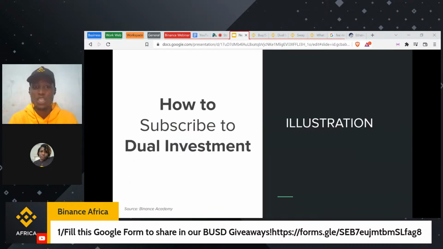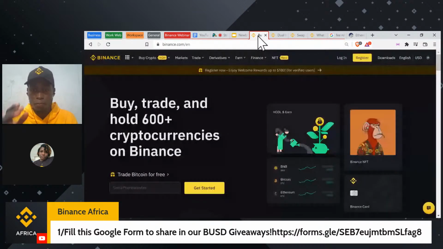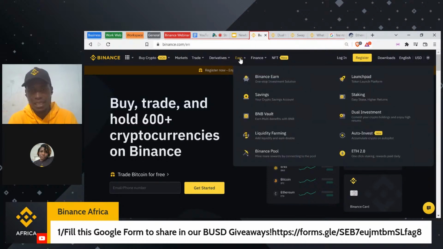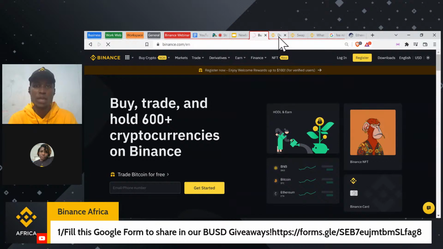Okay, so let's just move into the illustration now. Let me show us how to subscribe, how to properly use the Binance Dual Investment. The first thing you want to do is to go to Binance.com if you are on the PC. If you are on the mobile app, there is a More button on the home page for you to access the Binance Dual Investment page. On the Binance.com website, you just go to your Earn, then tap on Dual Investment. When you tap on that, it takes you to the Dual Investment page.